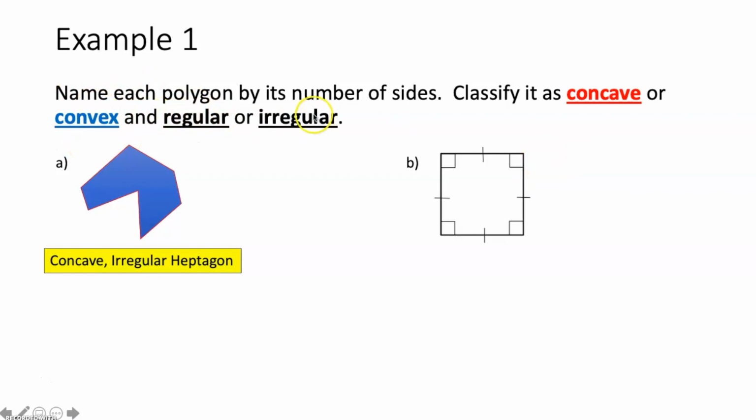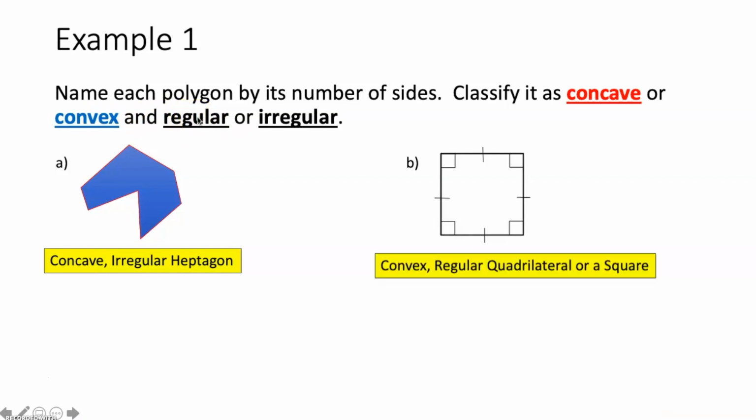Now, is it regular or irregular? Again, regular just means it's equilateral and equiangular. Does it look equilateral? Yeah, each of the sides are congruent. That's why each of them has 1 tick mark. Is it equiangular? Yeah, each angle measures 90 degrees. That's why they all have these little boxes in the corner. Therefore, it's both equilateral and equiangular, meaning it's regular. So this would be a convex, regular quadrilateral, or you know it better as a square.